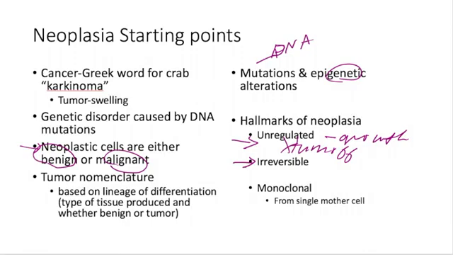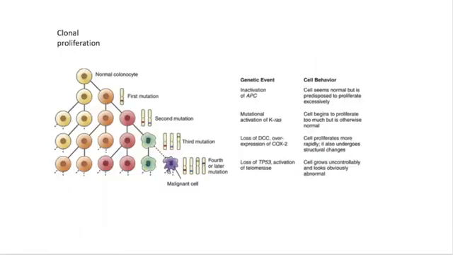It is monoclonal, and that basically means that it's from one single mother cell, and I have an example of that. This is called clonal proliferation. The first mutation is inactivation of the APC. What that means is the cell seems normal, but is predisposed to proliferate excessively. The second mutation is an activation of the KRAS, and we're going to talk about some of these events a little bit later.